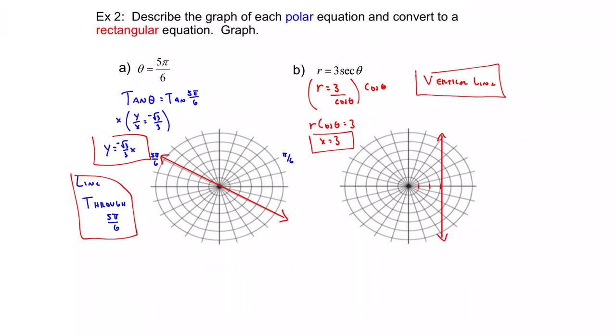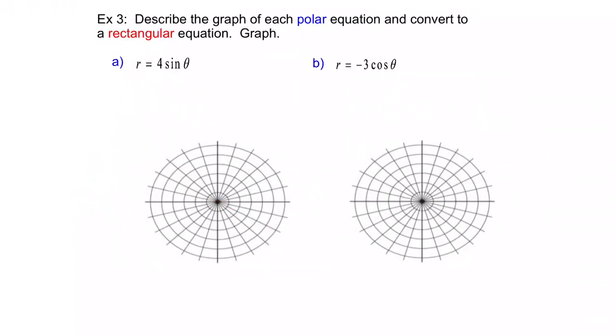And there you go. So there's another 2 examples, where one, we have a diagonal line going through an angle of 5 pi over 6, and then the other one a vertical line going through x equals 3. Alright, here's 2 more examples. I'm going to go through 3a with you, and then I'd like you to try 3b on your own. So r is equal to 4 sine of theta.